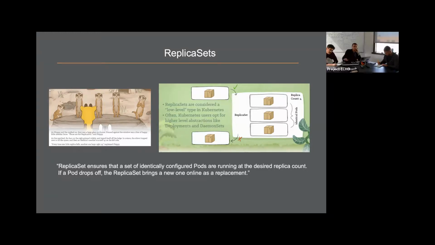Thank you. Yep. As Phippy and Z walked on, they saw a large glass enclosure. Pressed against the window was a line of happy little meerkat faces. Those are ReplicaSets, said Phippy. As Z watched, the face on the right grinned widely and tipped itself off the ledge. In unison, the others hopped over to fill the space. And then an identical meerkat scurried up on the left side. Every time one little replica falls, another one hops right up, explained Phippy.